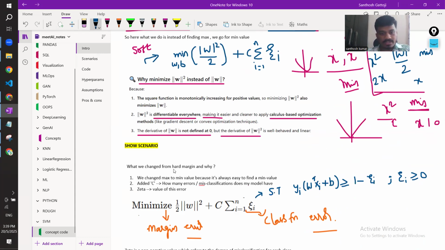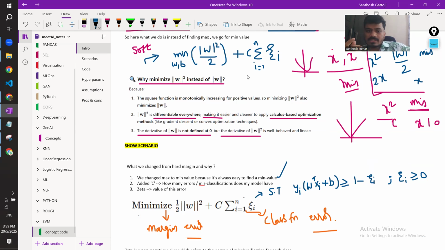Fine. So now, what changed from hard margin to the soft margin? One thing is we changed maximum to minimum value, because it's always easy to find a minimum value. Second thing, we added C, to see how many errors or misclassifications my model can have. So C is telling me that.